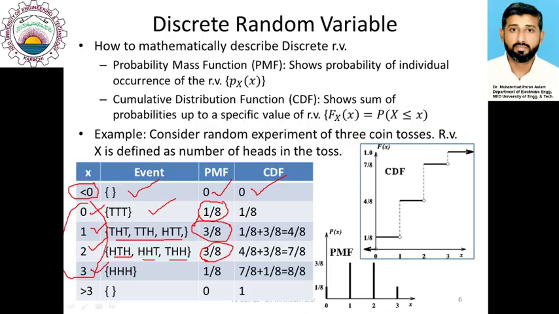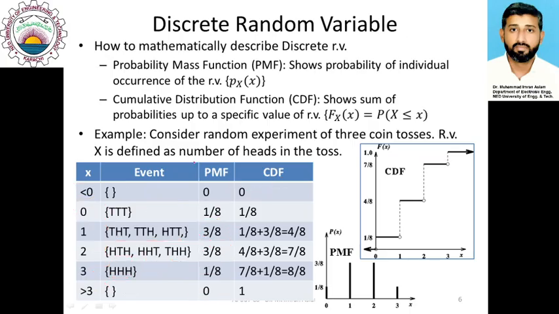Similarly, for x equal to 3, we are talking about all 3 heads. So there is only one possibility that you get all 3 heads. So eventually the probability would be 1 by 8. And if I ask you to find the probability corresponding to x greater than 3, of course x cannot take any value greater than 3. So eventually it corresponds to a null set. So eventually the probability will be 0.